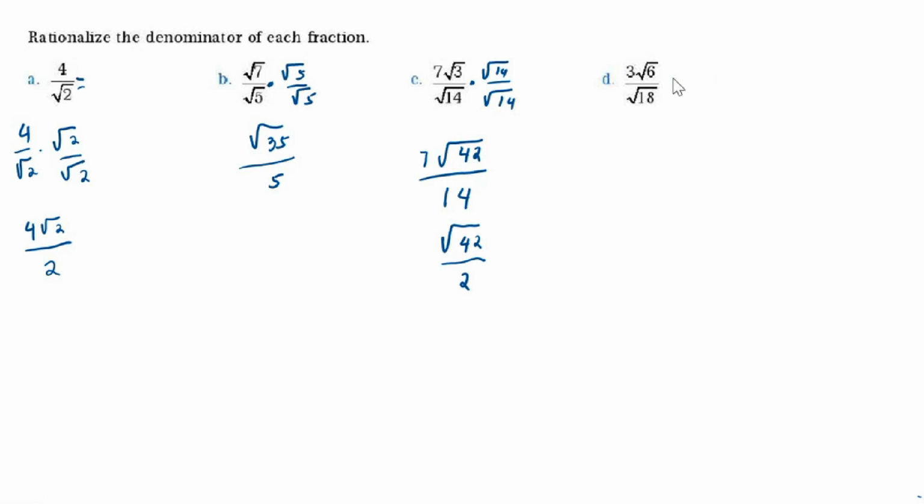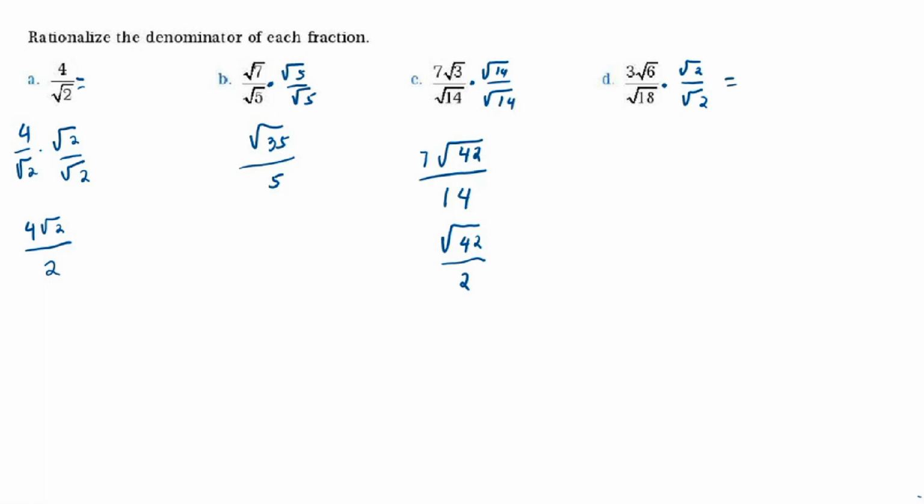Okay, for letter D, we have 3 square root of 6 over square root of 18. 18 is not a perfect square, so we are going to find a multiplier wherein the product becomes a perfect square. Shall we say square root of 2? Square root of 18 times square root of 2 equals square root of 36. Therefore, 36 is a perfect square, so square root of 2 is correct. Therefore, I am going to rationalize this with the square root of 2, so multiply this by square root of 2 over square root of 2.